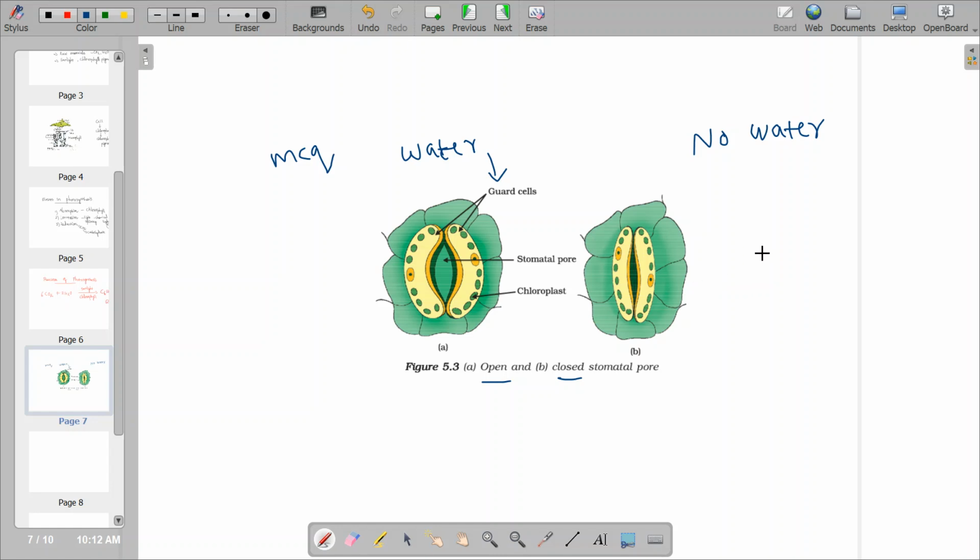Then, what are the functions of stomata? Stomatal opening functions, maybe for 2 marks you can expect. The first function of stomata is transpiration. Transpiration is the process of loss of water through stomata, or excess water from the plants is eliminated out through the stomatal opening.